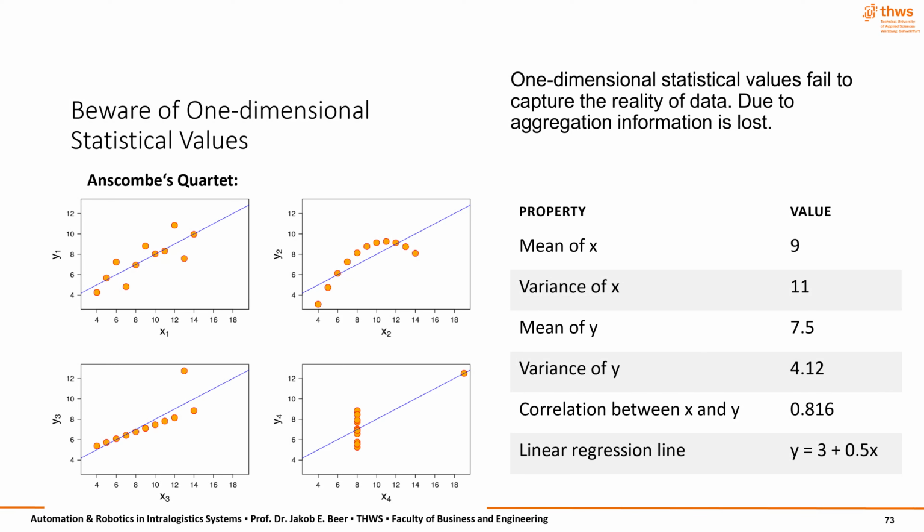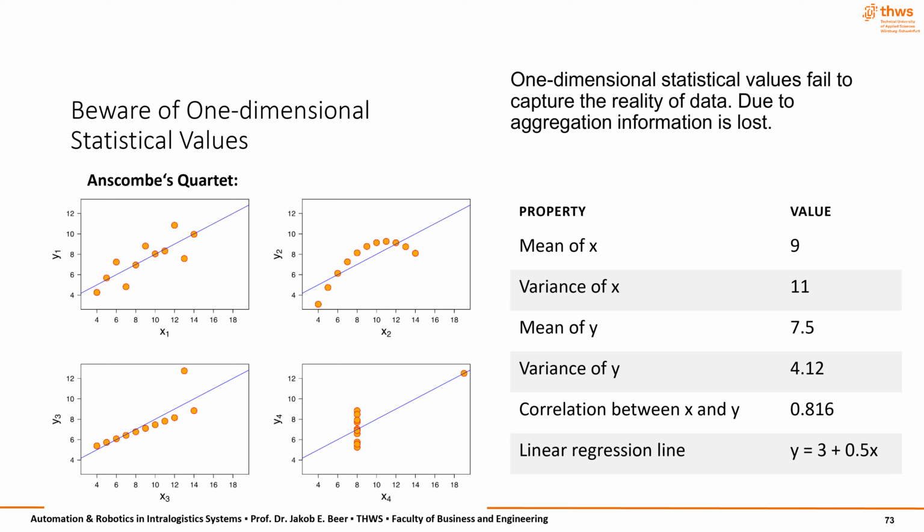Let's take a deep dive into a topic that is crucial for any kind of data analysis: the limitations of one-dimensional statistical values. The slide you see here illustrates this beautifully with what's known as Anscombe's quartet. Anscombe's quartet is a famous example from statistics, named after the statistician Francis Anscombe, who first published it in 1973.